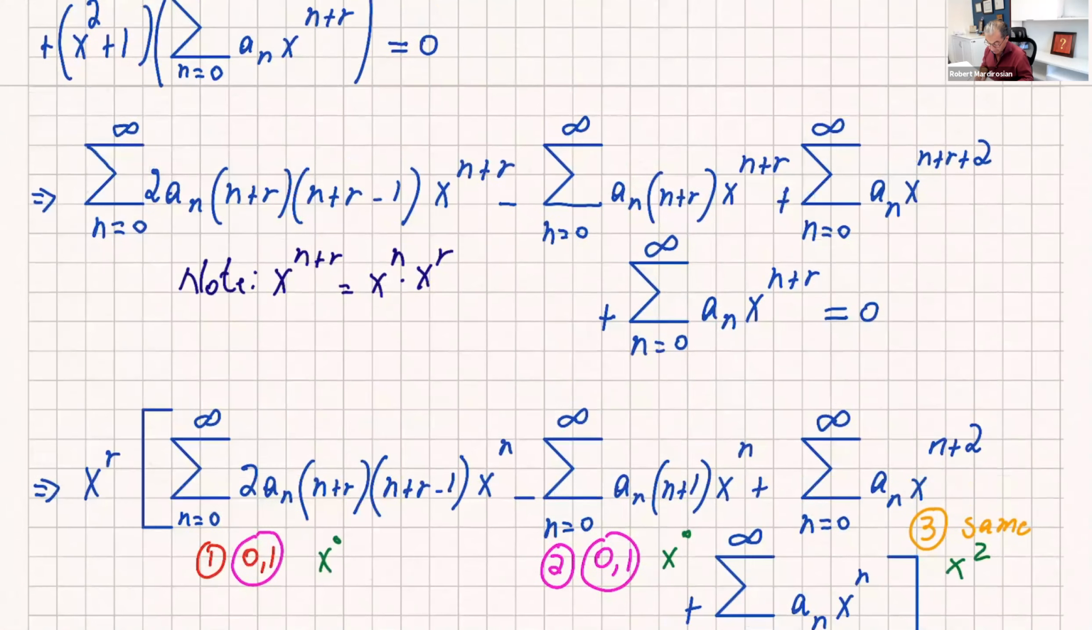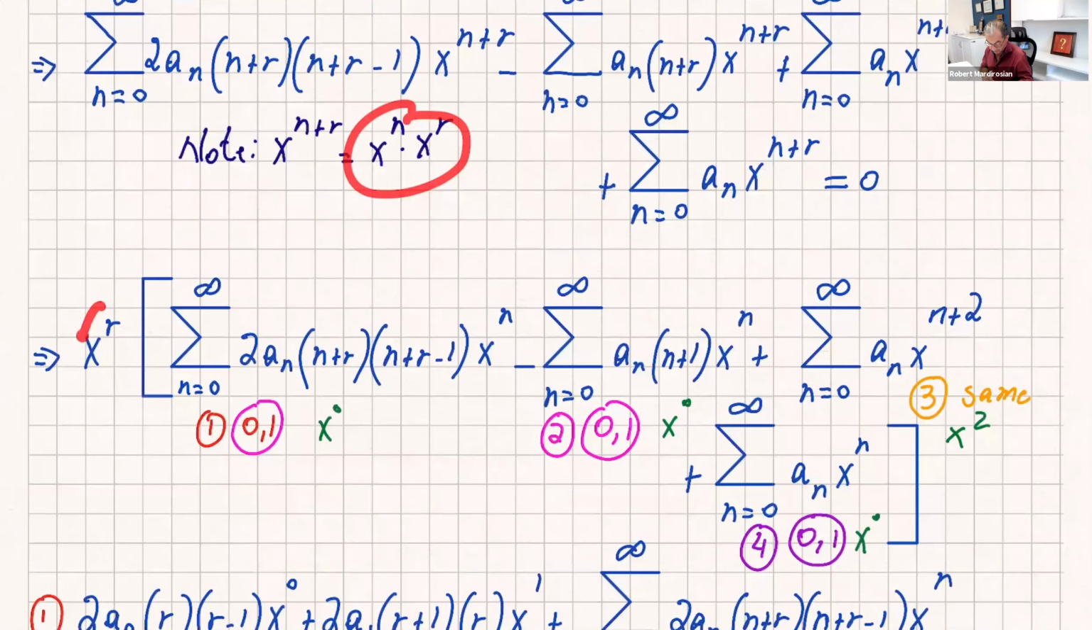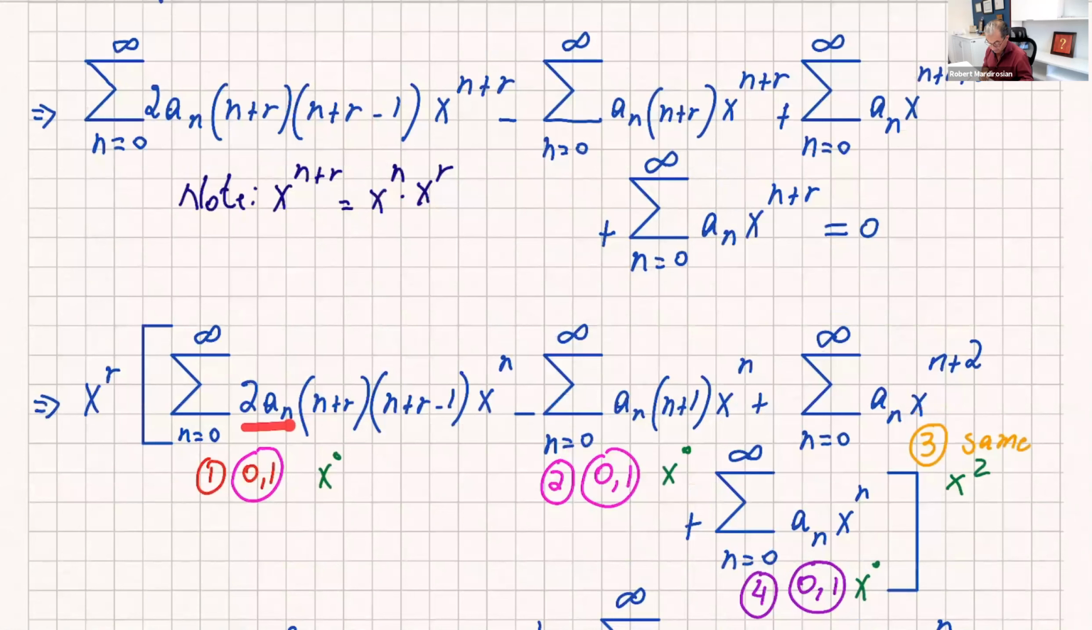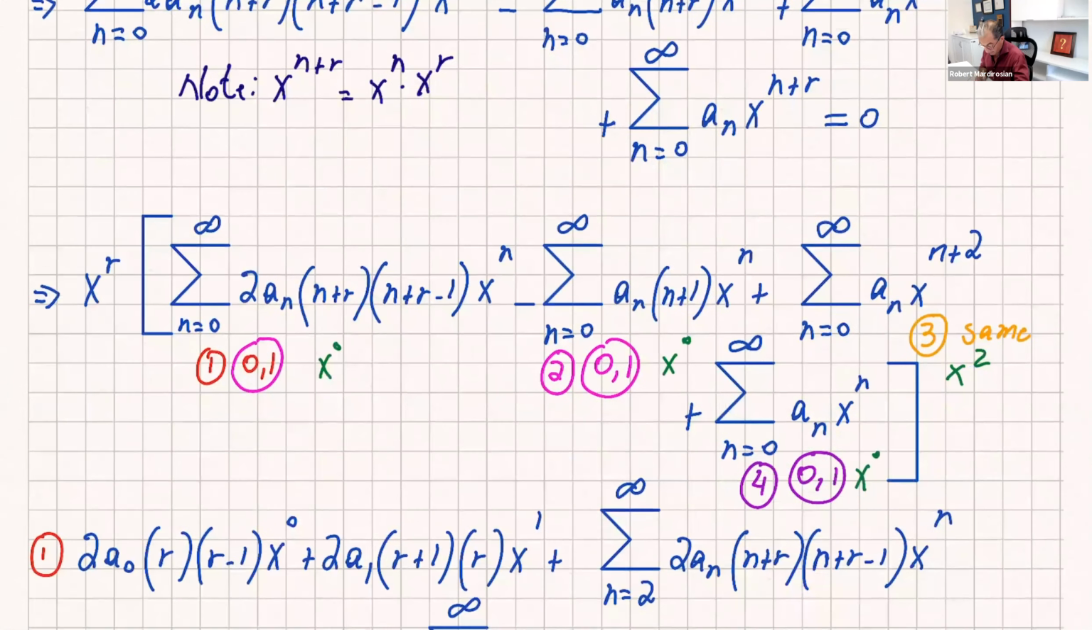But what is our goal? Our goal is to take x to the power of r out. So this one you can write as x to the power of n times x to the power of r. This one you can write as x to the power of n plus 2 times x to the power of r. And these are the same way as this one, and factor out x to the power of r. So the first one, you're left with this. Now we have all n's here, and you continue the same thing we did with the last problem.